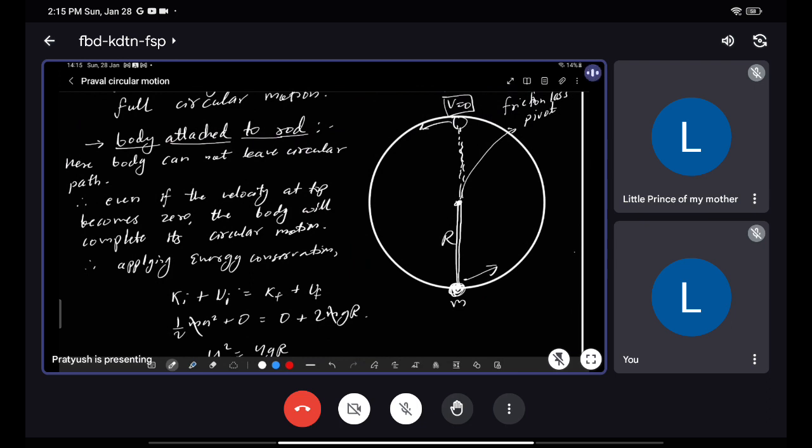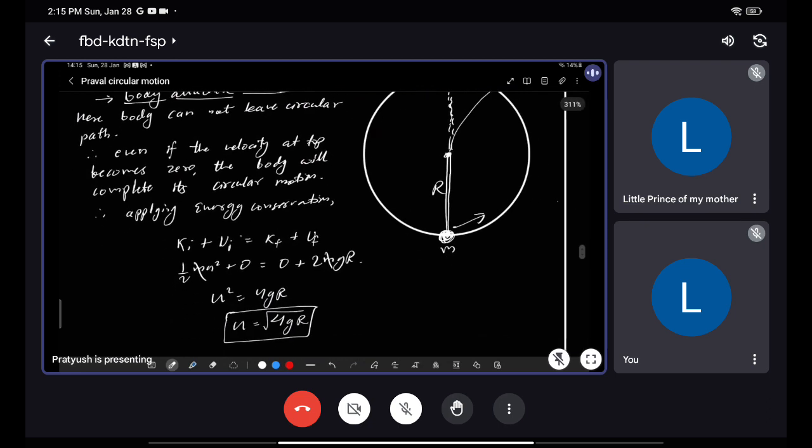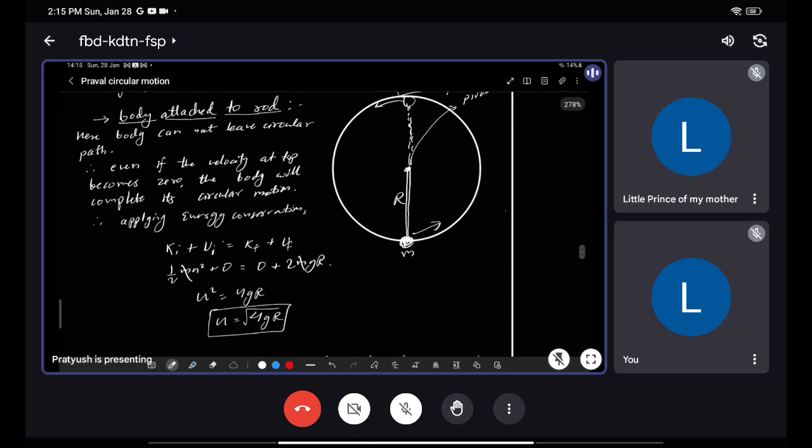Applying the conservation of energy, initial kinetic plus initial potential energy equals final kinetic plus final potential energy, so half mu square plus 0 equals 2mgr.